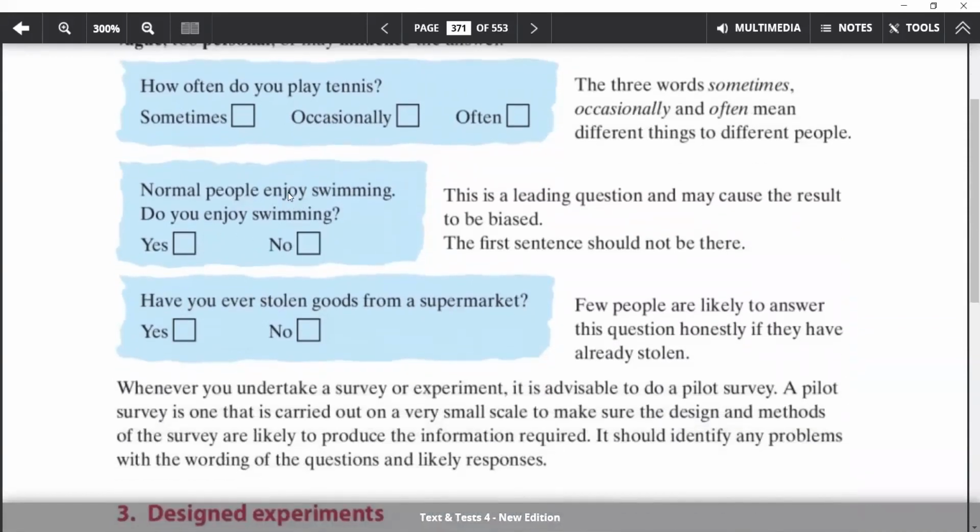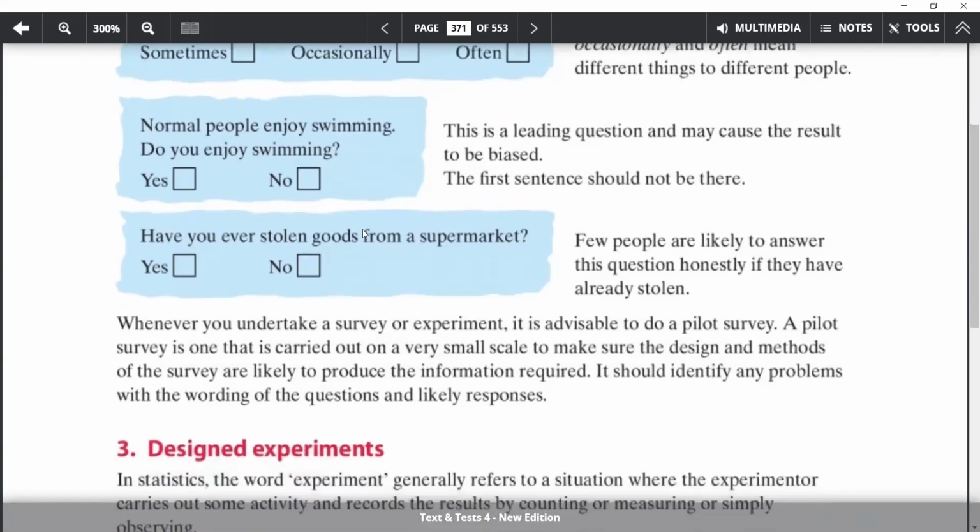Normal people enjoy swimming. Do you enjoy swimming? Yeah, you don't start with a leading point like that. That's a leading question, or questions that people won't honestly answer. Have you ever stolen goods from a supermarket, or do you take drugs, or anything like that? People aren't going to answer that type of thing honestly.